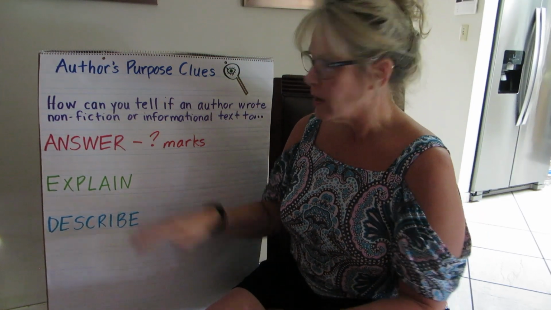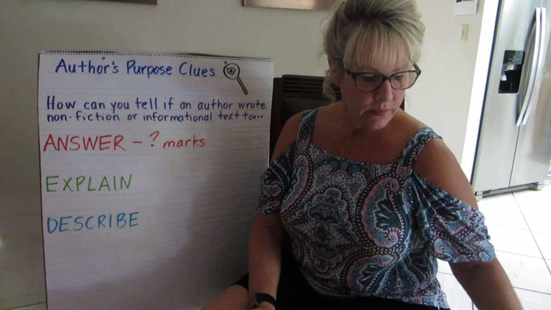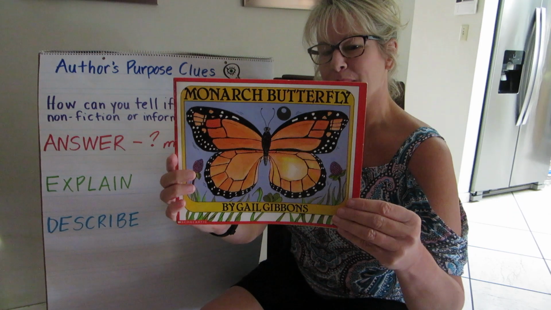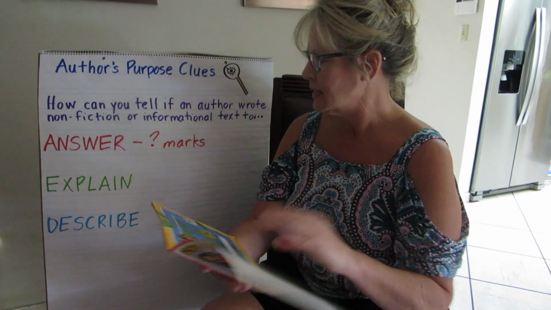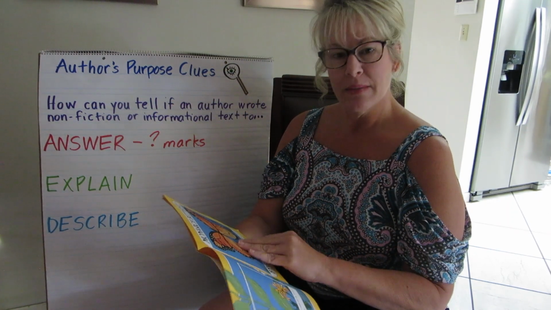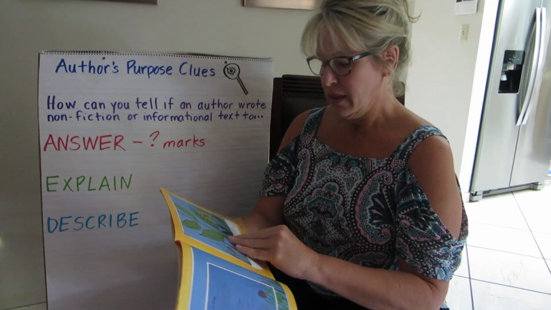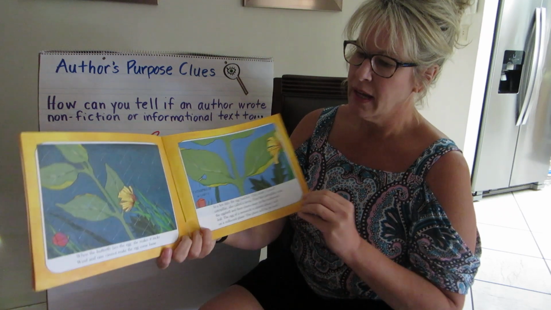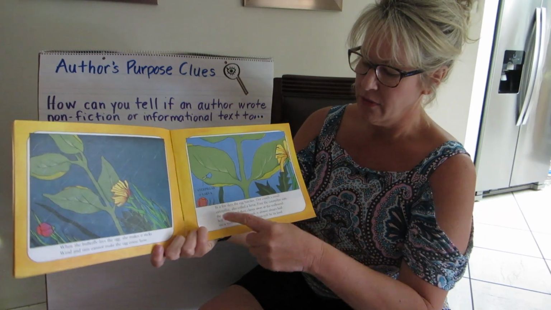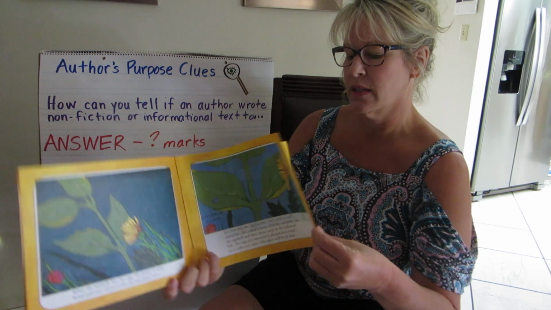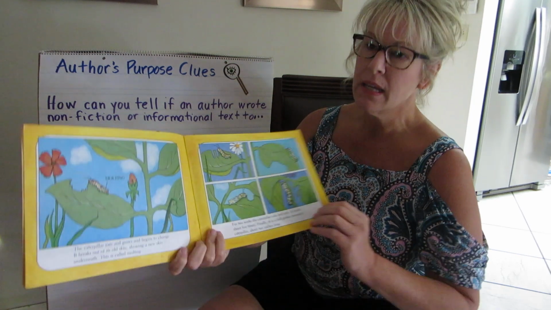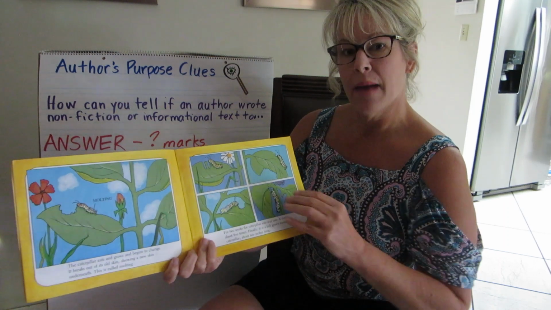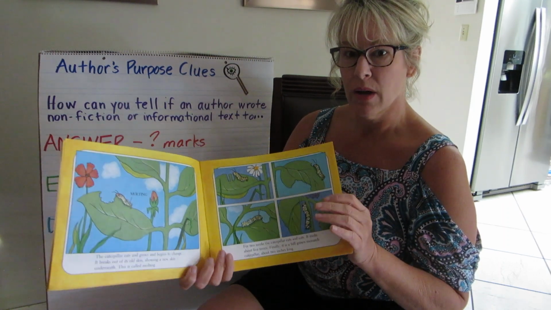All right, the next one is explain. And you might recall this text. I believe Miss Auerbach read that a few weeks ago. So in this text, the author had some steps that they showed. The author talked about how first the butterfly lays an egg on a leaf, and then a few days later the egg hatches, and then the caterpillar eats. And so there's a sequence. It's kind of like the steps of how a butterfly grows.